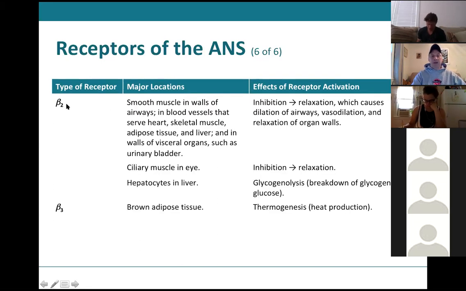Finally, though, beta 2. These are the cool ones. These are the ones you probably want to be aware of for A&P 2 when we're thinking about what will actually work here. It may not seem like an important thing to understand, but inhibition utilized by beta 2 receptors causes dilation inside your airways and vasodilation and the relaxation of organ walls. Very important when we're thinking about how it is we actually get enough gases into and out of the body.